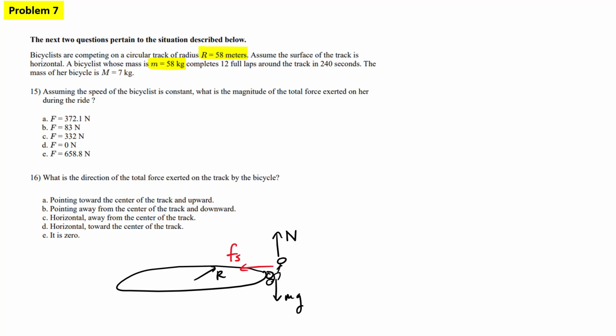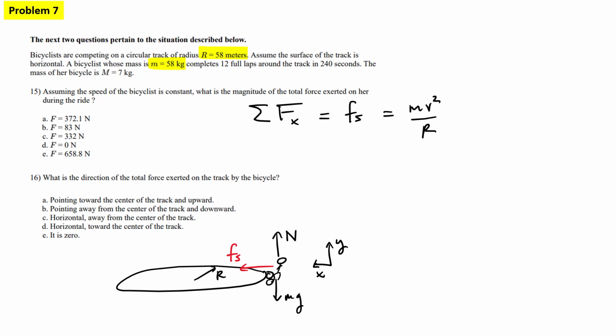We want to know the magnitude of the total force exerted on her. Again, the total force is going to be whatever the centripetal force is. So if you add up all of the forces here toward the center of the circle, I'm going to call this the positive x direction and this the positive y direction. This is the total force acting on her. In this case, it's whatever this force is, Fs. That must be equal to mv squared divided by r.